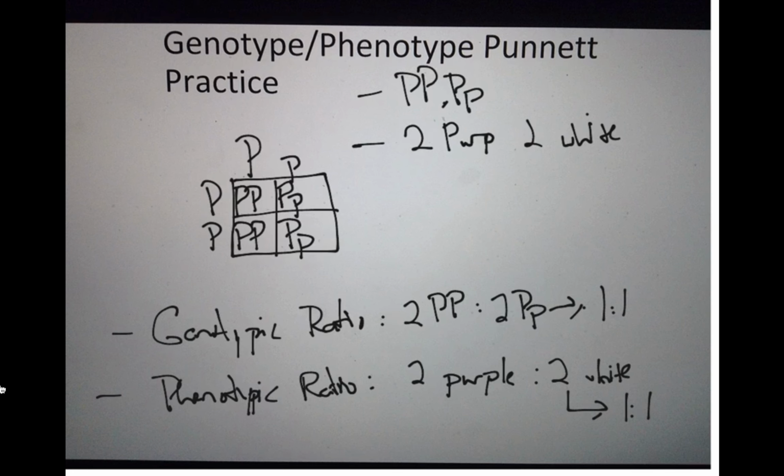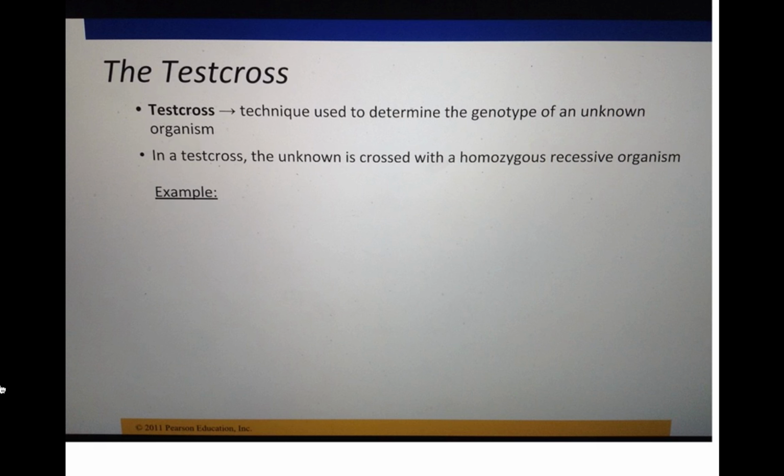And we'll do another example here with seed color in pea plants in just a second. So something we can also do in genetics is something called a test cross. If we have an unknown organism that we can physically see what it looks like, we know its phenotype, but we don't know the genotype.